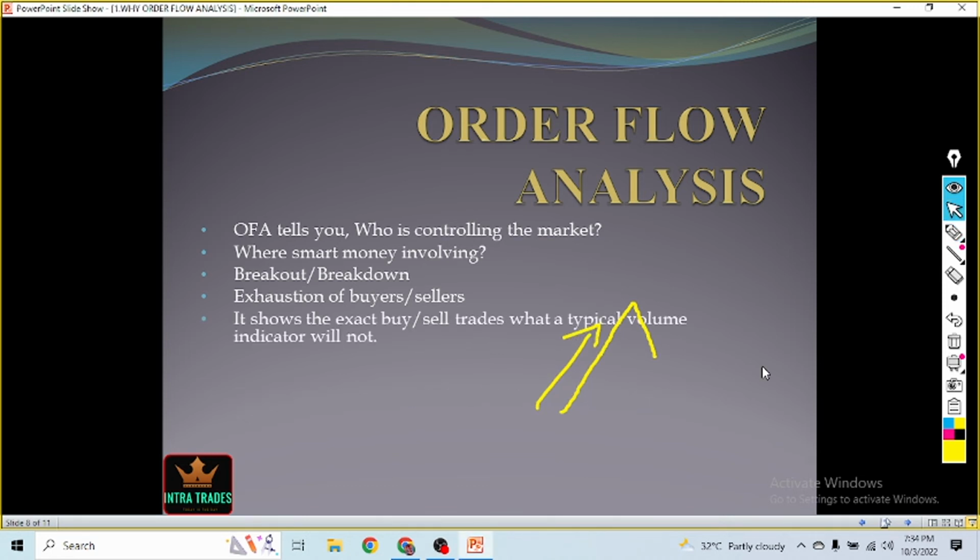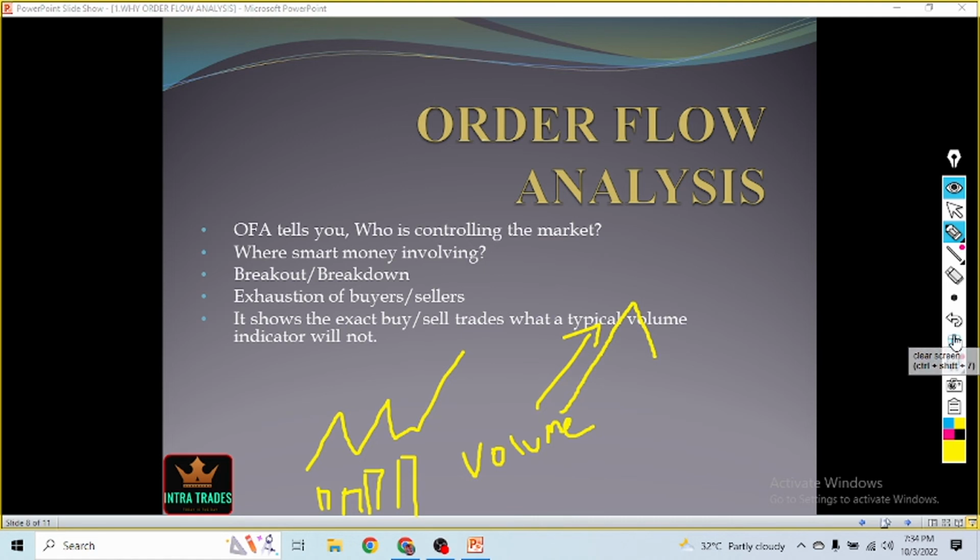Next point is it shows the exact buy and sell trades, which a typical volume candle is not showing. You might have seen a volume candle when a stock is moving. There might be small volume blocks under the indicator. This is a volume indicator you can find in every trading terminal. I will show you that in the next slide and explain it there.